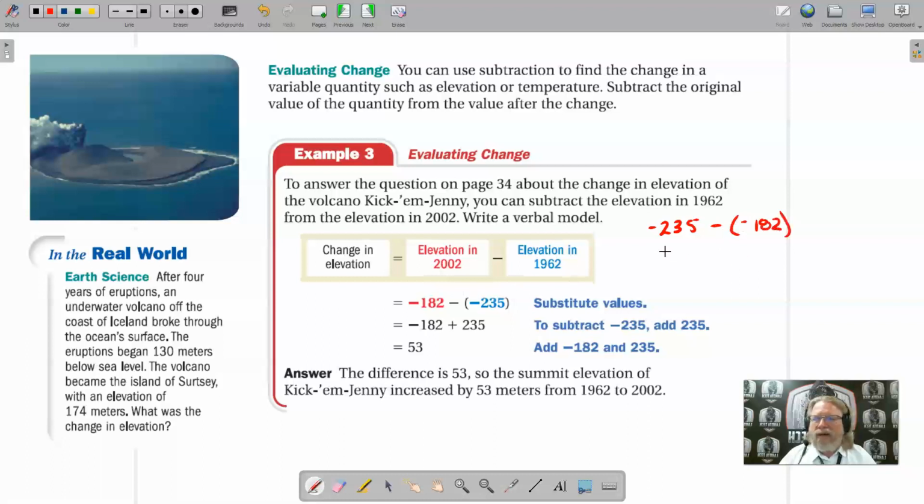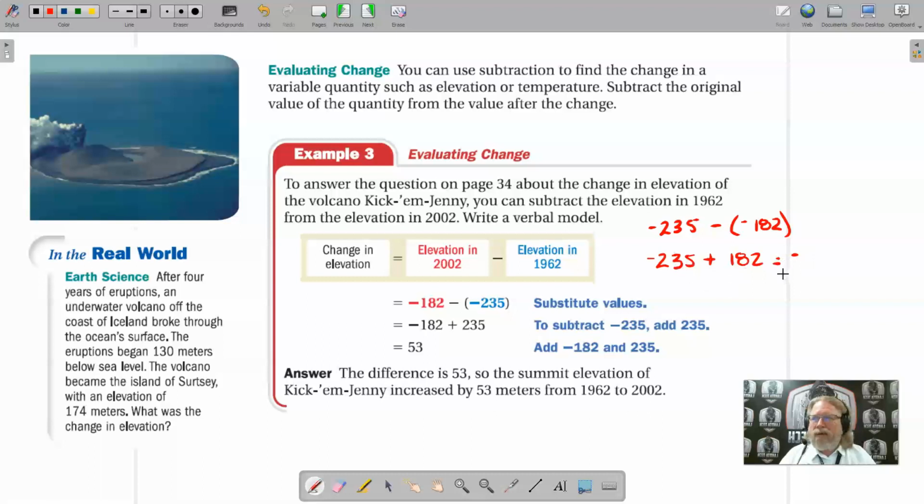And then if we tried that, we would take negative 235. We would change the sign to addition. The opposite of negative 182 would be positive 182. And we would end up with, well, the absolute value of negative 235 is 235. The absolute value of negative 182 is 182. So the negative value has the greater absolute value, so our answer would be a negative number.